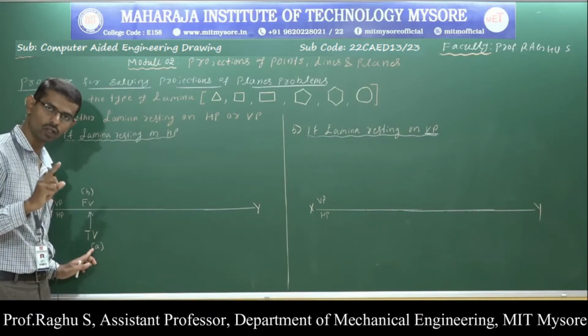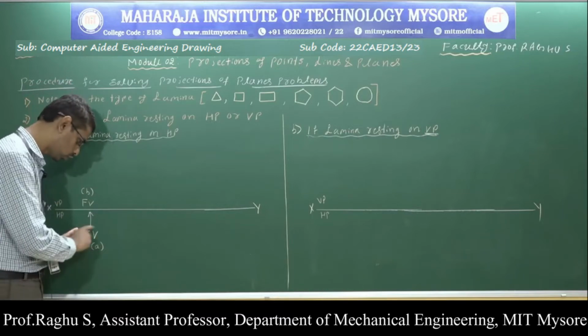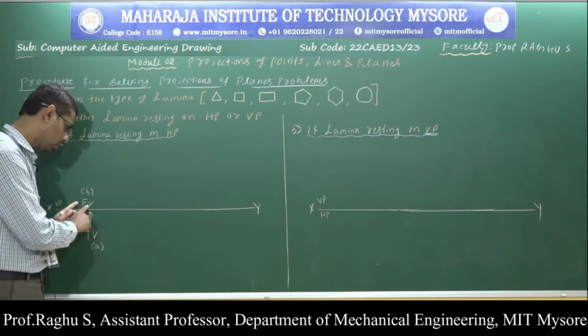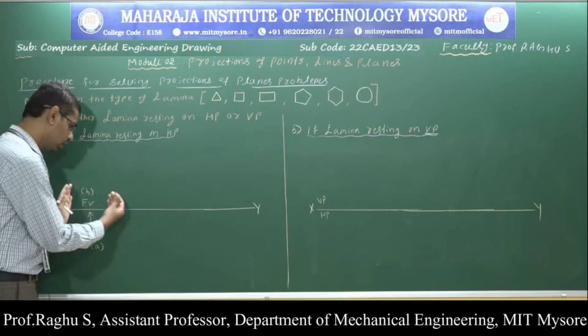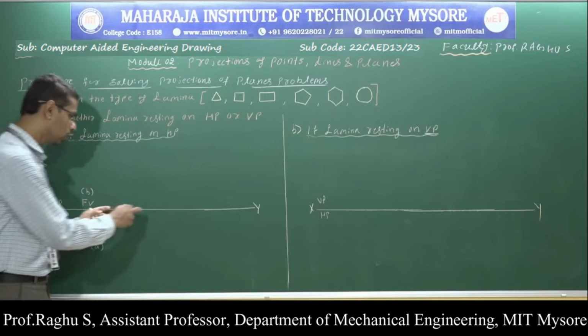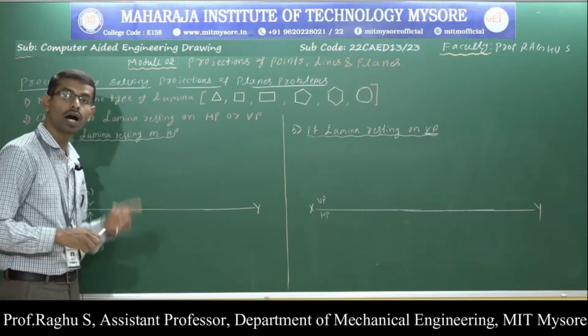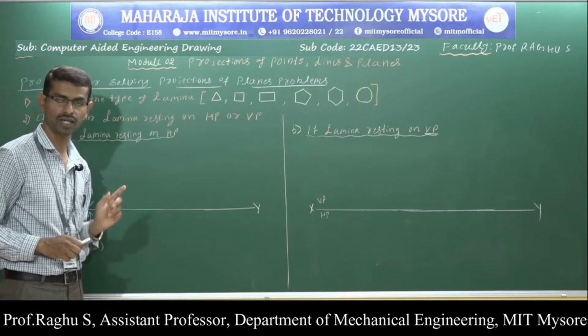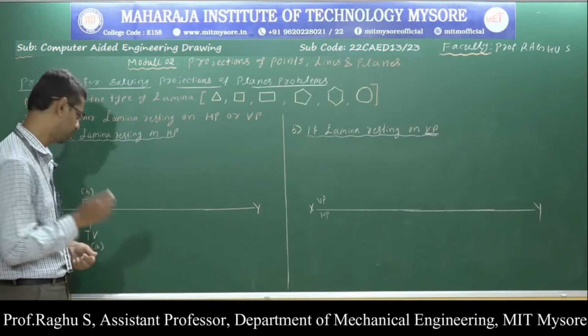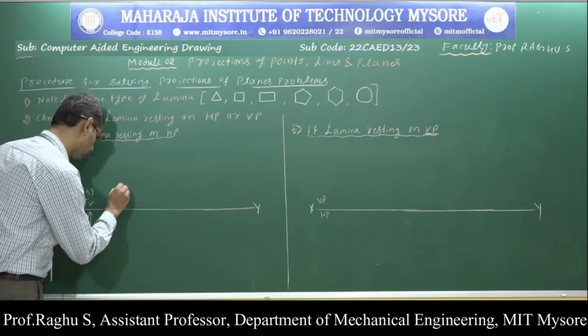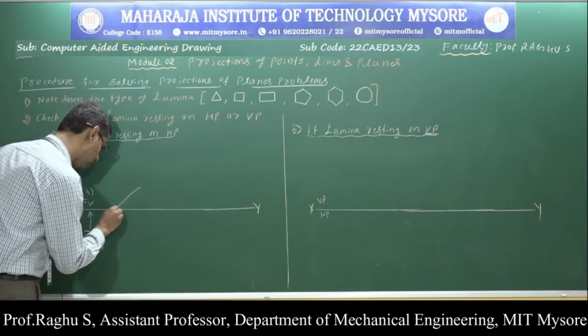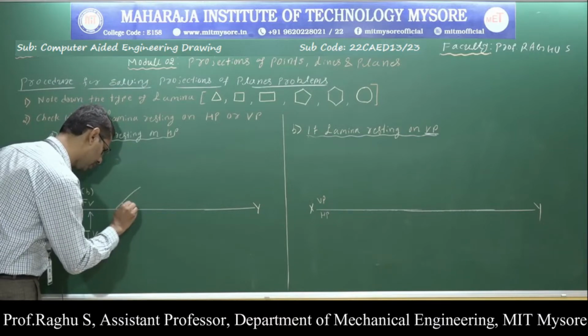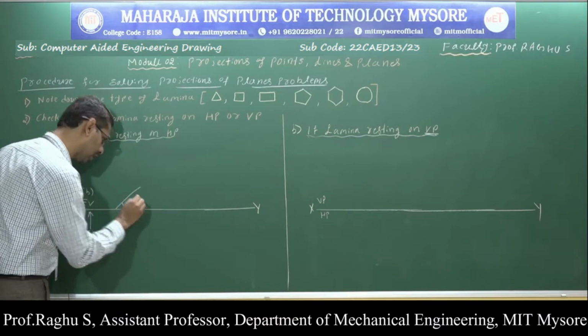Next, take the edge or corner resting condition. First draw the true shape, that is the top view. Then draw the front view. This is the first position. Next, to draw the second position, I need the lamina inclination with respect to HP, so that is the front view. Note down the lamina inclination with respect to HP, which is denoted by theta.